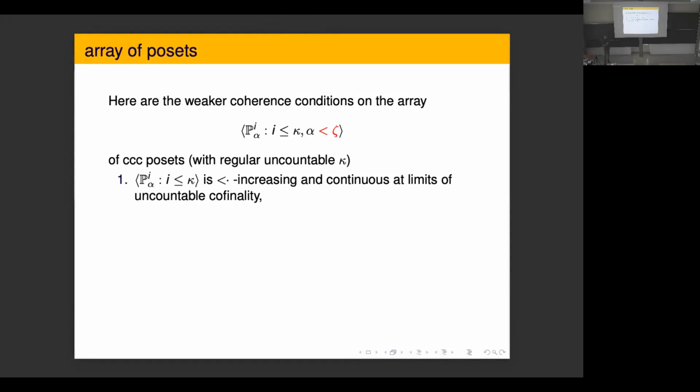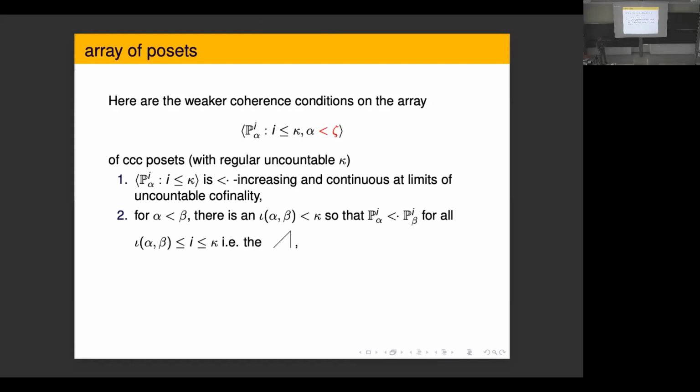So syntactically, the coherence conditions are this: as you're going up a column, this is a continuous increasing chain, continuous at limits of uncountable cofinality because we want to keep CCC. Everybody's CCC. And then given two columns, alpha less than beta, there's an i, so that from then on, the left guy is completely embedded in the right guy, and you just don't care what happens below that level between those two columns.